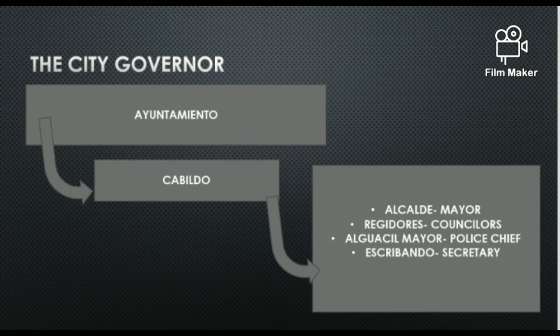Next is the city government. Larger towns became cities called ayuntamiento. It became the center of trade and industry. The ayuntamiento had a city council called the cabildo. And the cabildo is composed of the alcalde, or the mayor, regidores, or the councilors, alguacil mayor, or the police chief, and the escribano, the secretary.